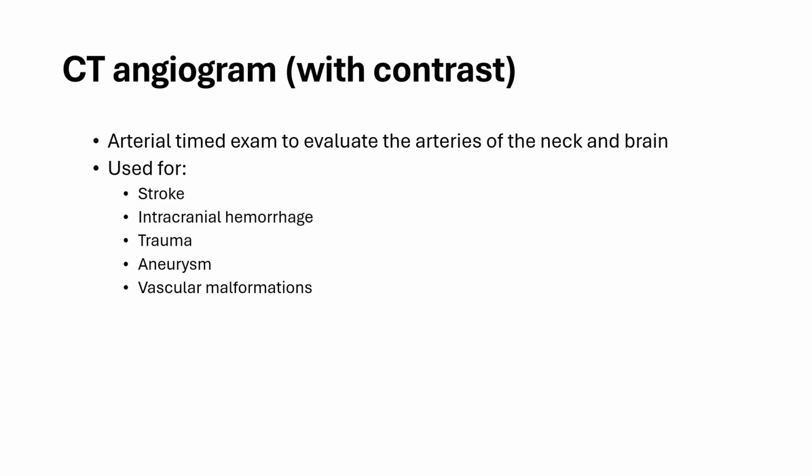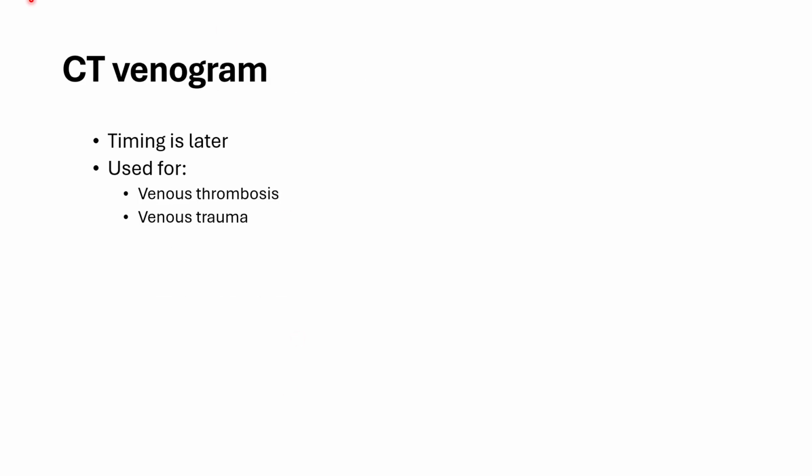Next, we're going to talk about a CT angiogram. This is usually gotten with contrast. It's an arterial type exam to evaluate the arteries of the neck and the brain. Again, this is commonly used for stroke, intracranial hemorrhage, trauma, aneurysms, and vascular malformations. You can also get a CT venogram. The timing of the contrast is later. This can be used to evaluate for venous thrombosis and venous trauma.